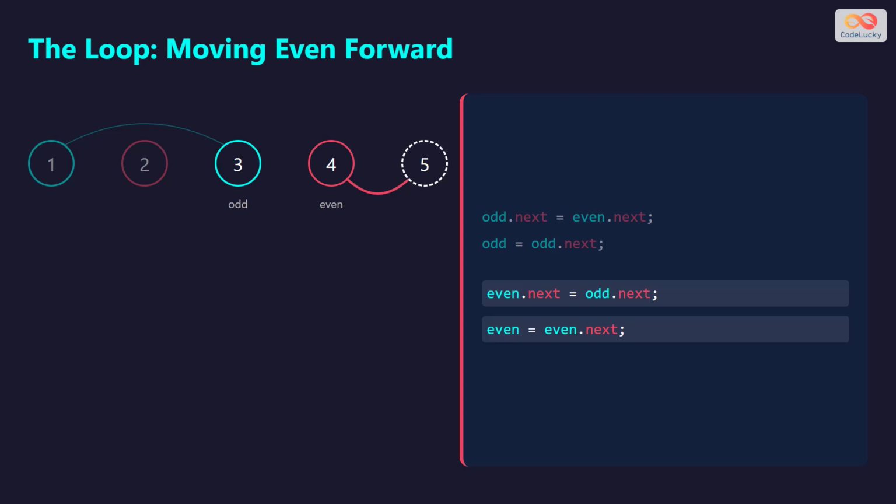We do the same for the even list. We update the next pointer of the current even node to point to the next even node down the line, and then move the even pointer forward. We repeat this process until we reach the end of the list.